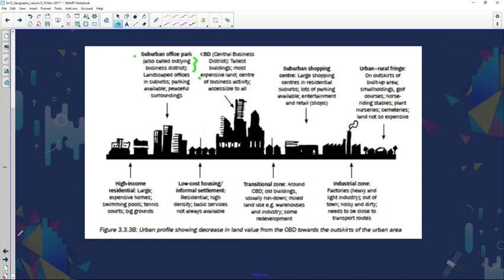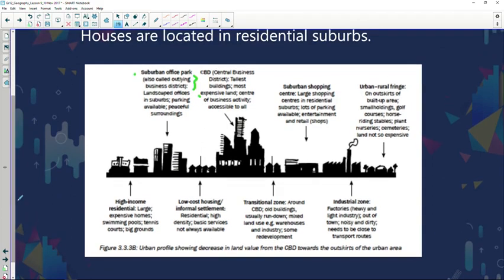The transitional zone is the area around the CBD, very old buildings, usually run down. You will find your light industries, which we will discuss in our next lesson. It's where textile industries are taking place, where there's a lot of unskilled labor available for these industries. And then our industrial zones, usually on the outskirts, because of the amount of pollution taking place, noise and air pollution, and very close to transport roads to basically transport their products to different parts of the country.